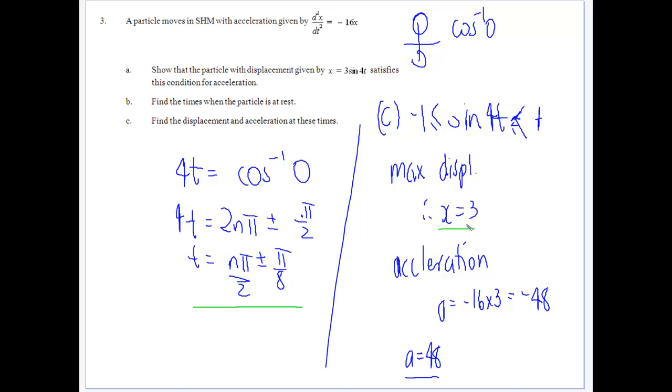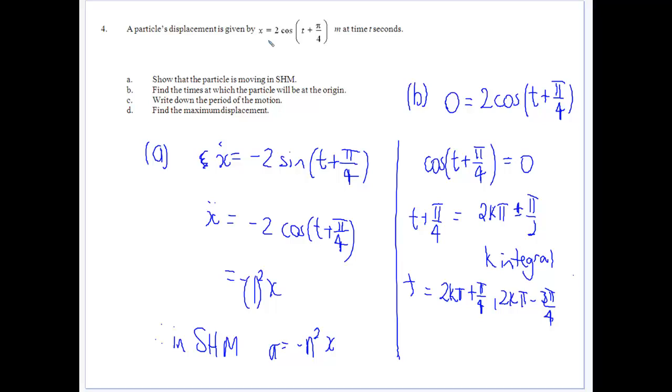Acceleration: well, when x is equal to 3, what's our acceleration? We go back to minus 16x. So it's minus 16 times 3, which is minus 48. Vice versa, when it's minus 3, it'll be a positive acceleration. When the sine works out to be positive 1, it gives us a negative acceleration. So we're able to see that the acceleration will be 48.